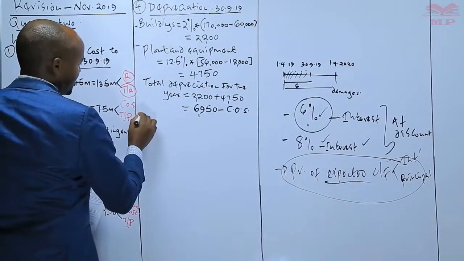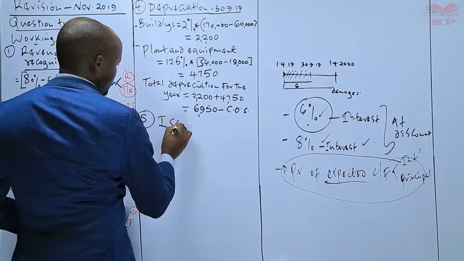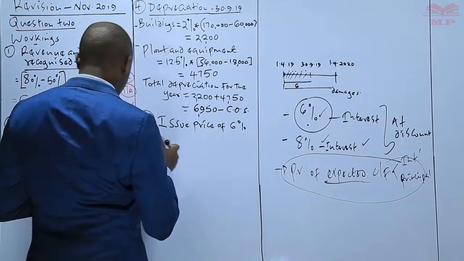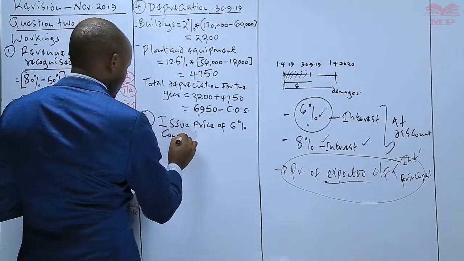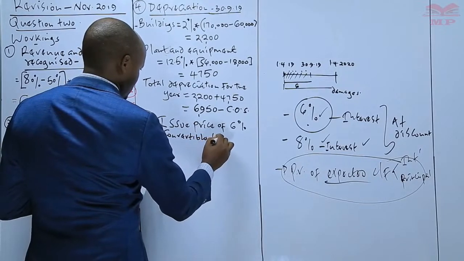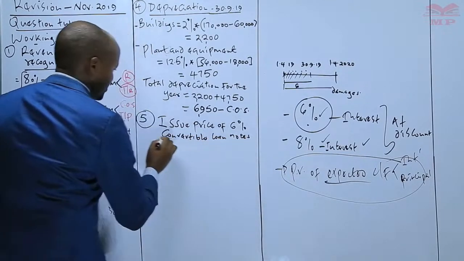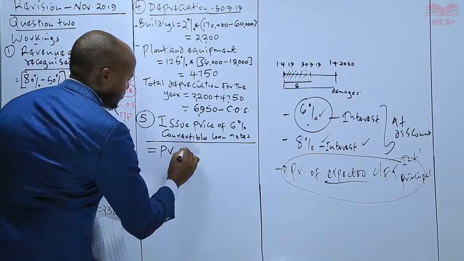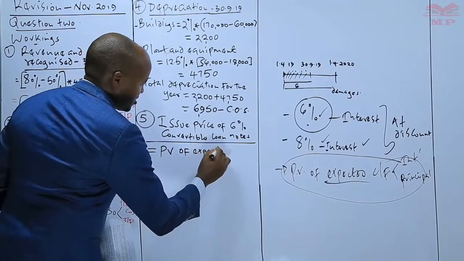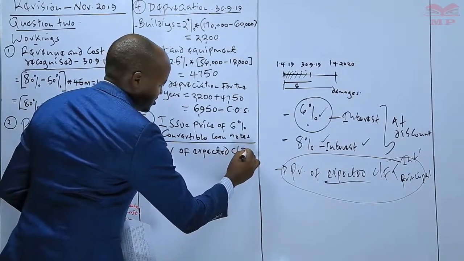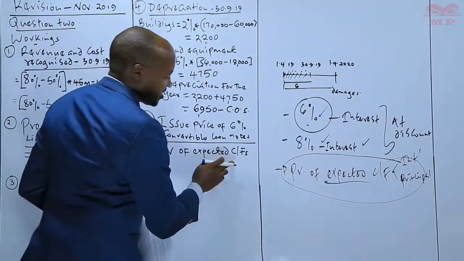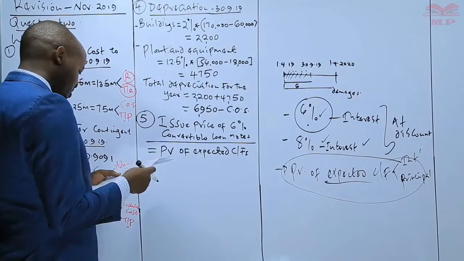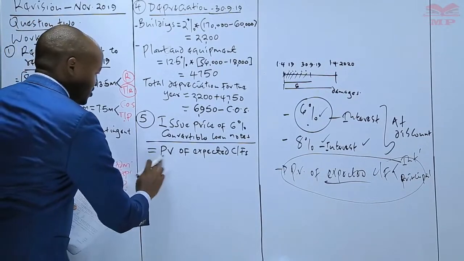So let's determine that. We determine the issue price of 6% convertible loan notes, and in this case I've said that this issue price would be equal to the present value of the expected cash flows, and remember this cash flow will be in two forms: interest and also the principal amount. So in our case, let us first of all compute the interest which was supposed to be paid.